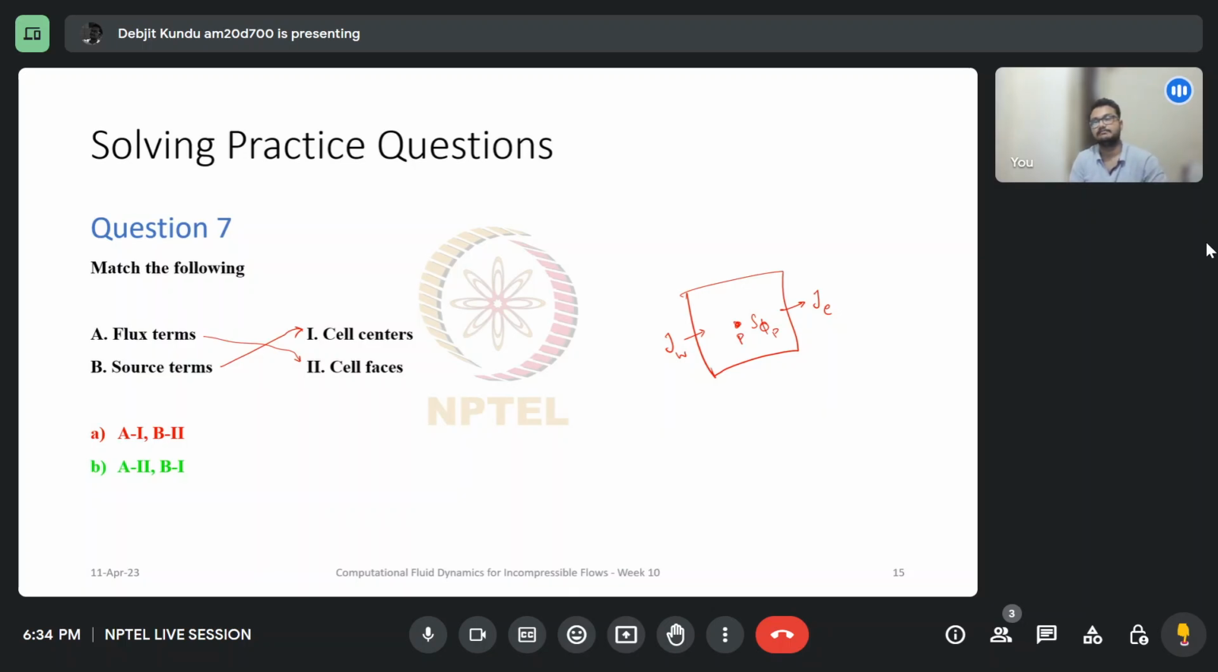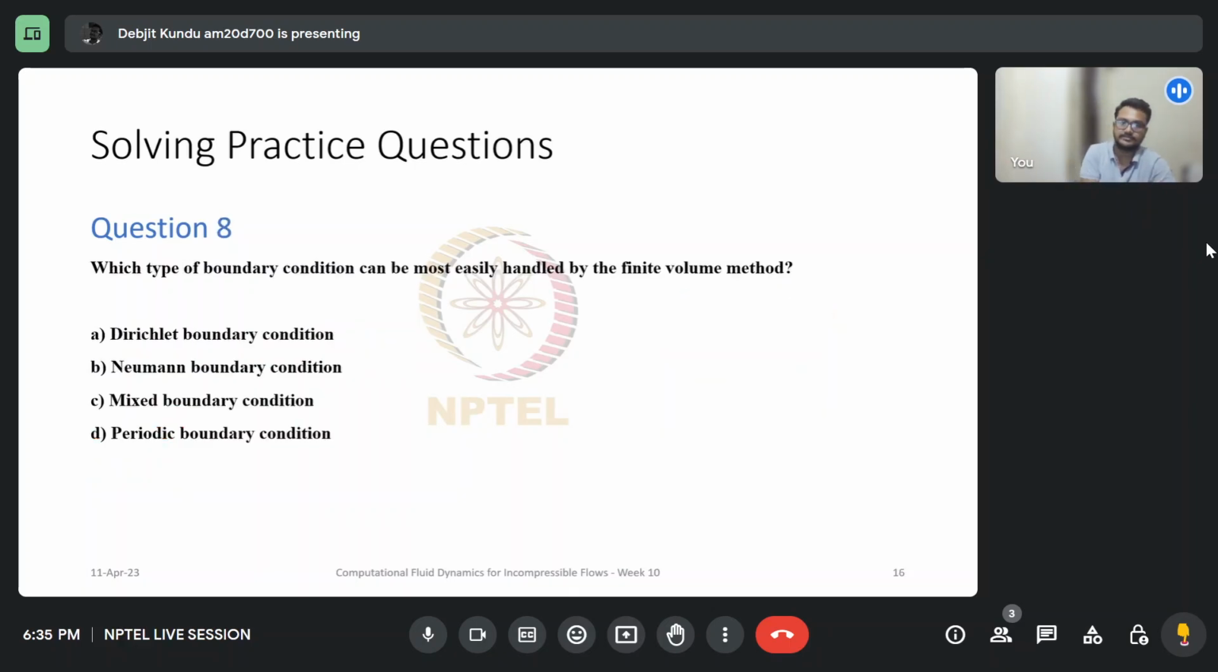Okay, simple. So now we will move on to question number 8 of today's session, which is asking which type of boundary condition can be most easily handled by the finite volume method. Is it option A, Dirichlet boundary condition? Option B, Neumann boundary condition? Option C, mixed boundary condition? Or option D, periodic boundary condition?